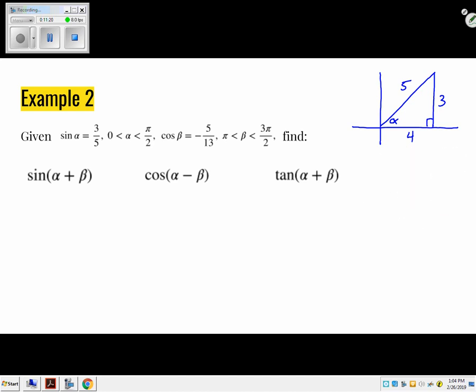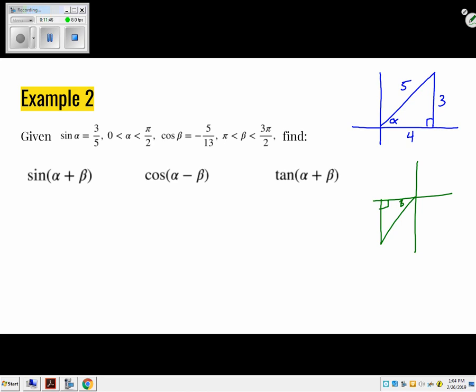So what quadrant is my beta going to be in? Third, how do you know? Between pi and 3 pi over 2. Again, I'm going to make a reference triangle. A reference triangle has one of the legs as the x-axis. So my beta, my alpha, whatever it is, is always going to be this angle in here next to the origin.